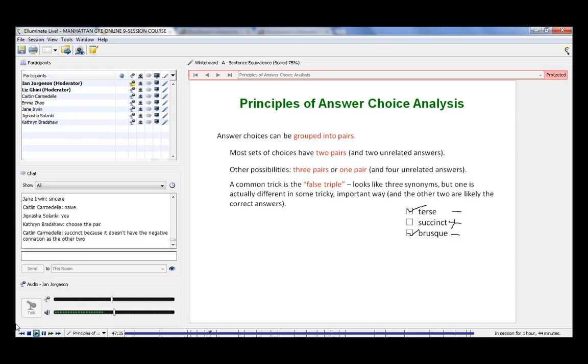Succinct means that they get to the point really well. You like that. Terse means you can't get anything out of them, or brusque means they're almost rude in how short they are in their use of language.